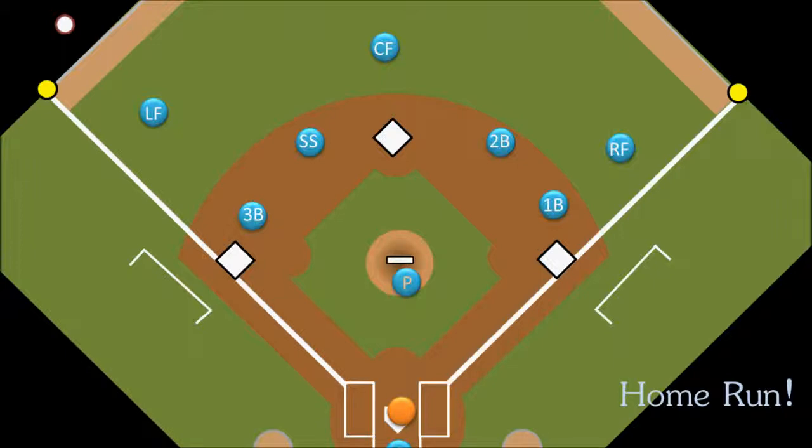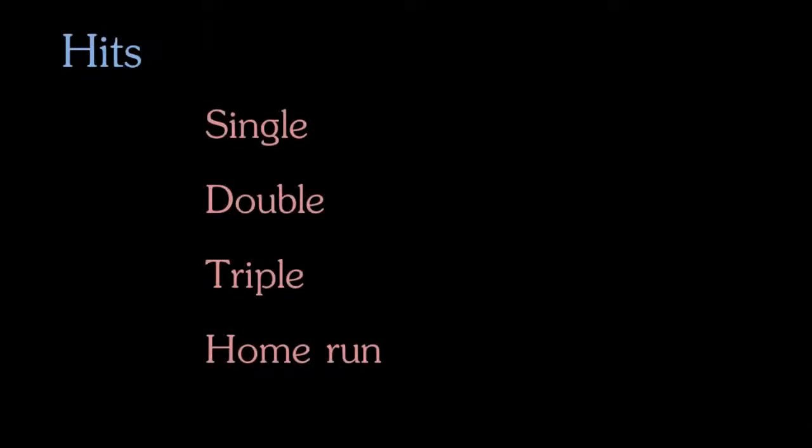Remember, there are 90 feet between each base, so even the fastest guys will almost never hit an inside the park home run. So those are our 4 types of hits: single, double, triple, and home run.